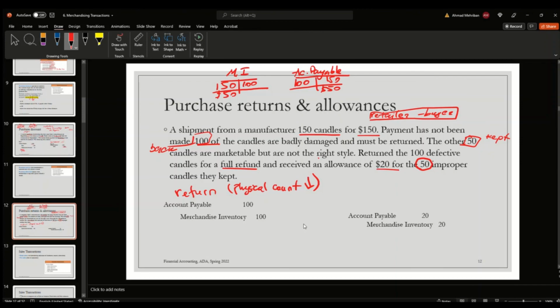But in the allowance that we receive, the physical count stays the same, except the value of it goes down. Because in our books we're not counting the amount, we're only going with the total value, we are going to reduce the value. But in the stock, it's still going to be 50 candles. We still have to make those entries. So account payable is going to go down by $20, and our merchandise inventory also is going to go down. The account is 50 candles, however the value of it went down, and now it's $30. But I still owe $30 for those improper 50 candles that I've received and decided to keep.